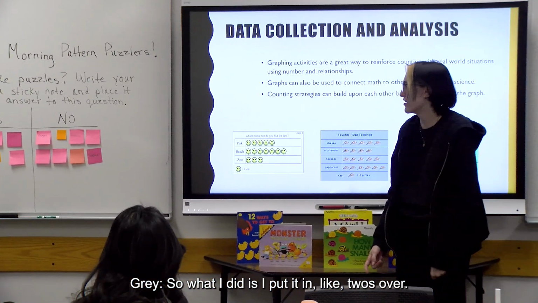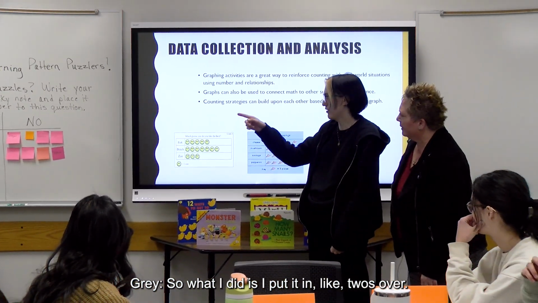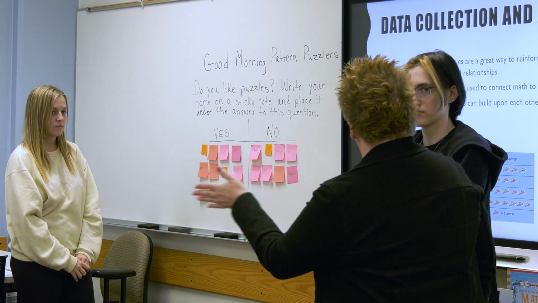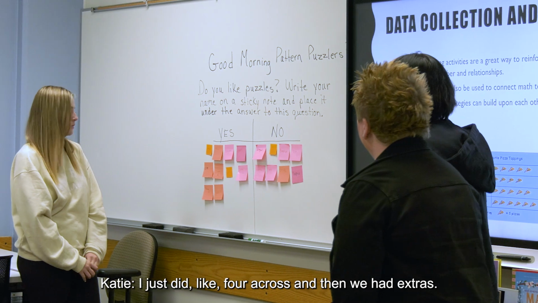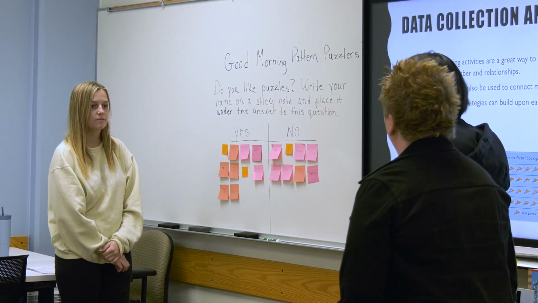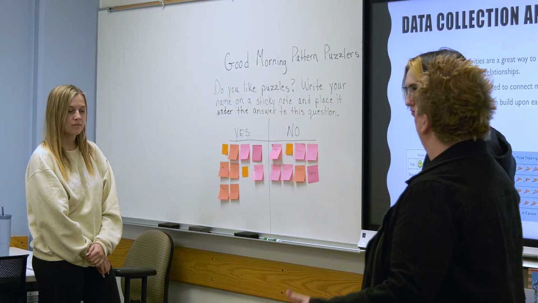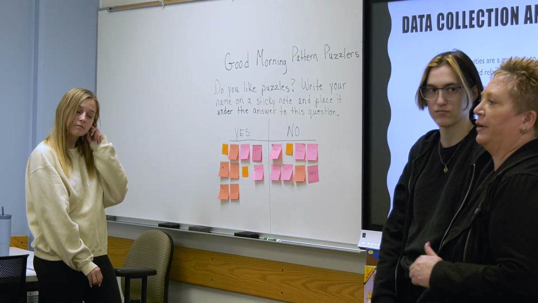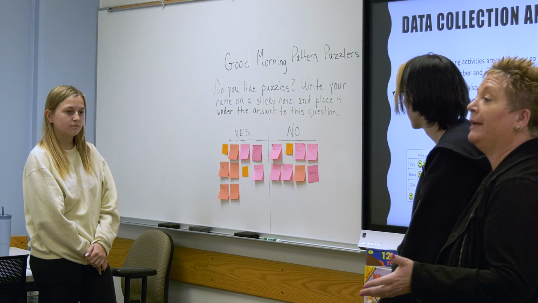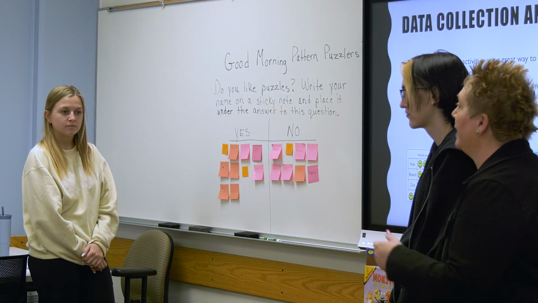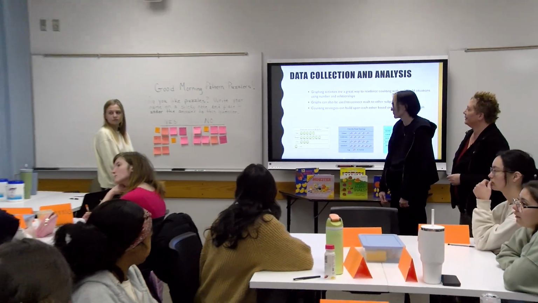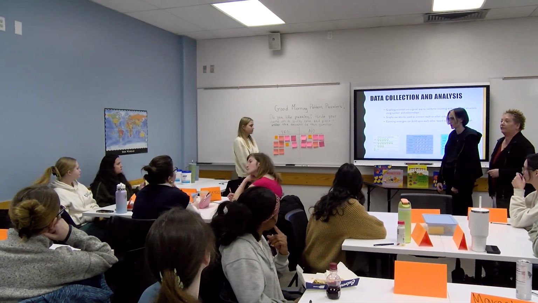So what I did is I put it in like 2s over. Okay, so you're thinking in groups of 2s going left to right. I just did like 4 across, and then an extra thing. Okay, so let's ask some questions. How many yeses are there, class? 10. How'd you get that? Mason, how'd you get that? I counted by 2 and then the extra one. So you counted by 2s.